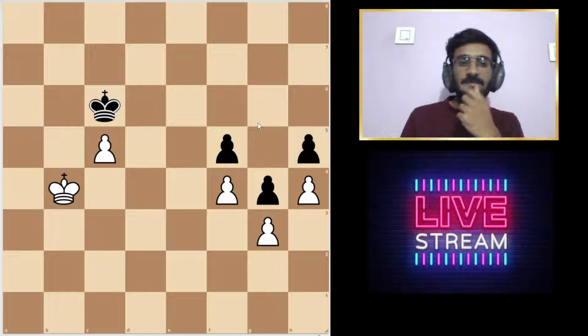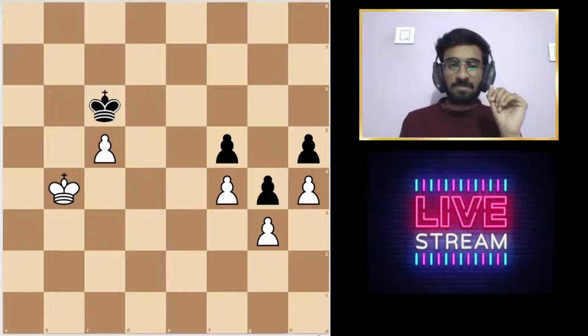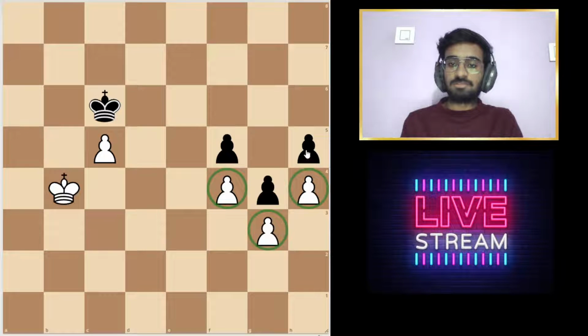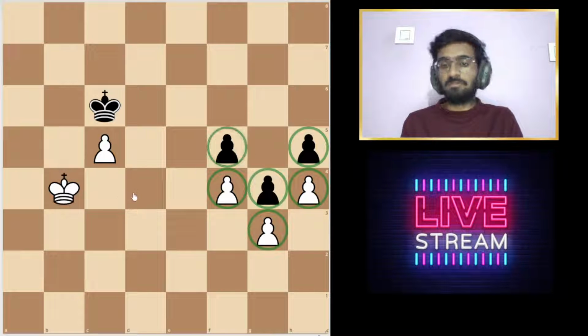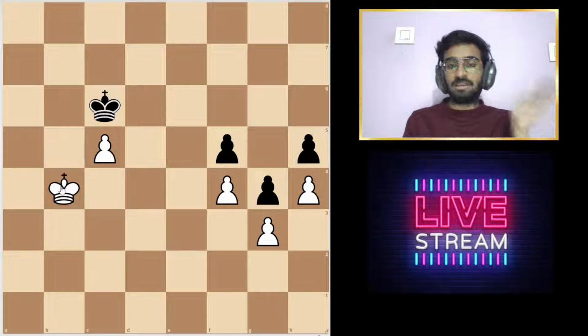Let's see. White to play, and how can white win in this position? This position is known as fox in a chicken soup. Let's see what you have to do here. The simple thing is all these pawns are blocked. They can't be moved. So the only thing you have to focus on is king and pawn, like our previous examples.